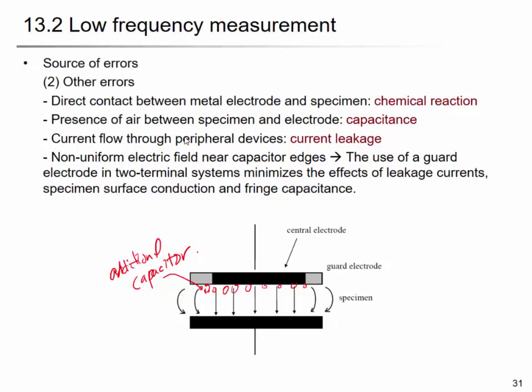And if you don't have a perfectly insulated system, then you may have a leakage of the current flow. So for example, let's say that you have a specimen submerged in water, then the current can flow through the water and go to the other electrode through the water, not through the soil. So that's another source of error.